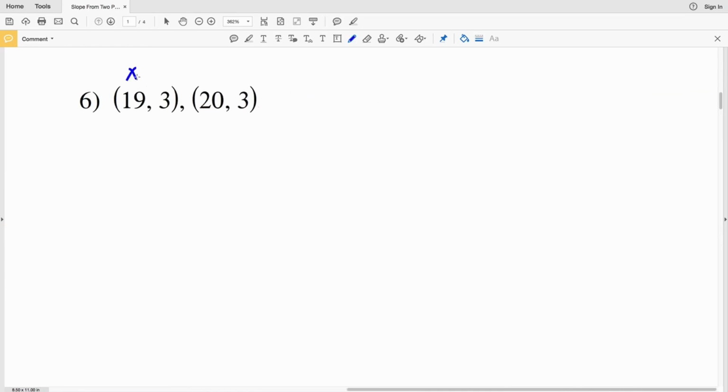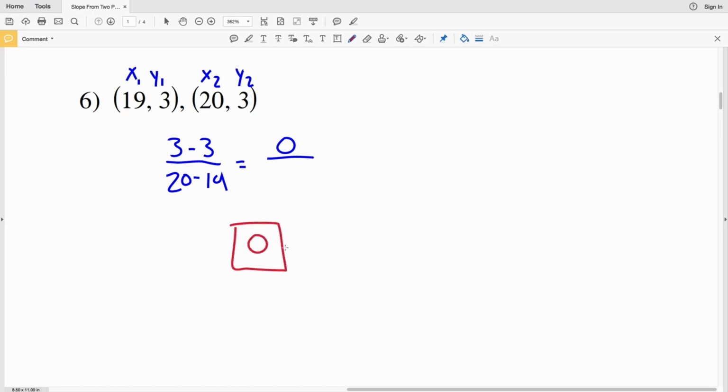Number 6, x1 and y1, x2 and y2. y2 minus y1 is 3 minus 3, x2 minus x1 is 20 minus 19. 3 minus 3 is 0, and we can stop there because 0 divided by any number is 0. So the slope for number 6 is 0, and that would be a horizontal line when graphed.